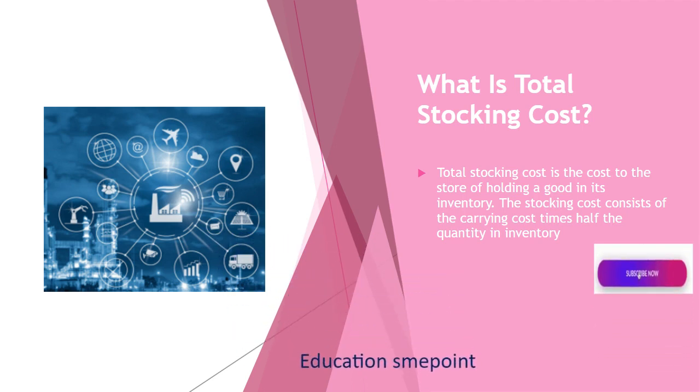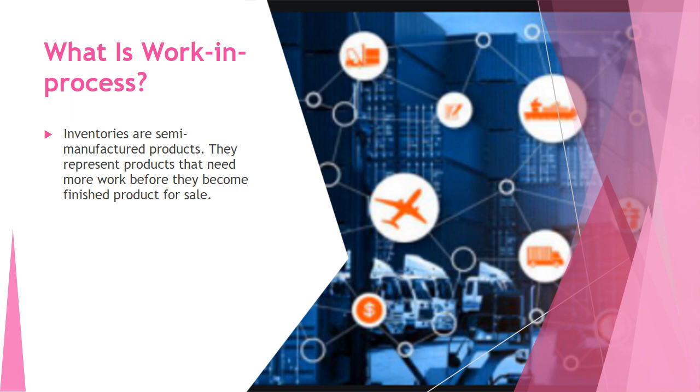What is total stocking cost? Total stocking cost is the cost to the store of holding a good in its inventory. The stocking cost consists of the carrying cost times half the quantity in inventory. What is work in process? Inventories are semi-manufactured products. They represent products that need more work before they become finished product for sale.